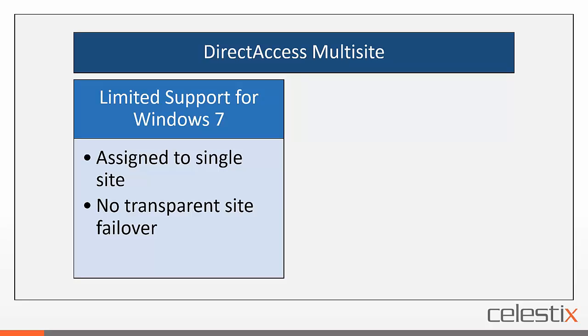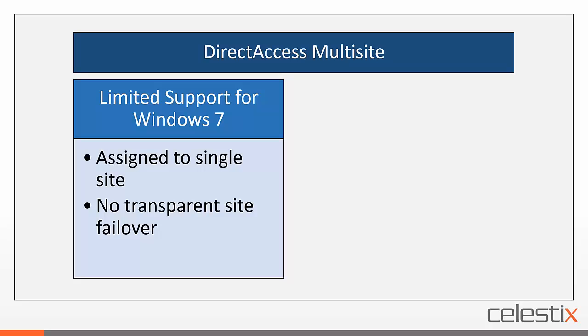So, for example, if I'm in Los Angeles and I connect to the Los Angeles entry point and it fails for some reason, let's say the ISP goes offline or somebody performs a switch upgrade or hardware upgrade that knocks my ISP link down, the Windows 7 client will be unable to fail over to another site. It will be completely unaware of any other sites as well.